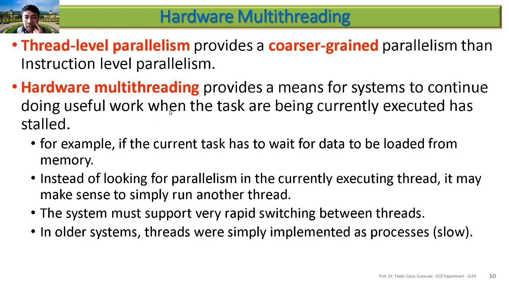Thread level parallelism provides a coarser grain of parallelism compared to instruction level parallelism. Thread level means you can run two programs at the same time, for example one that requires a lot, like Photoshop, and one that is Microsoft Word. So hardware multi-threading provides a means for the system to continue doing useful work when the task currently being executed has stalled. For example, you can switch to another thread and so on.